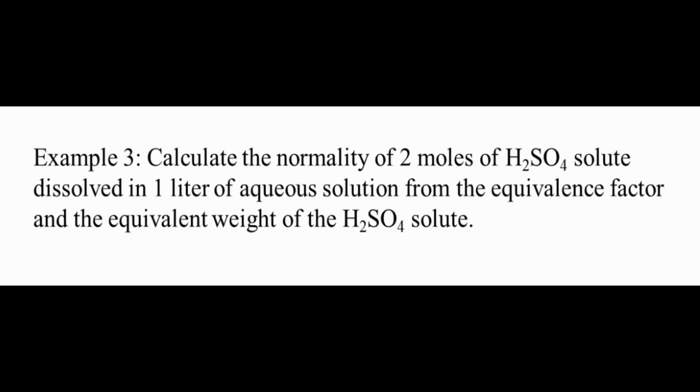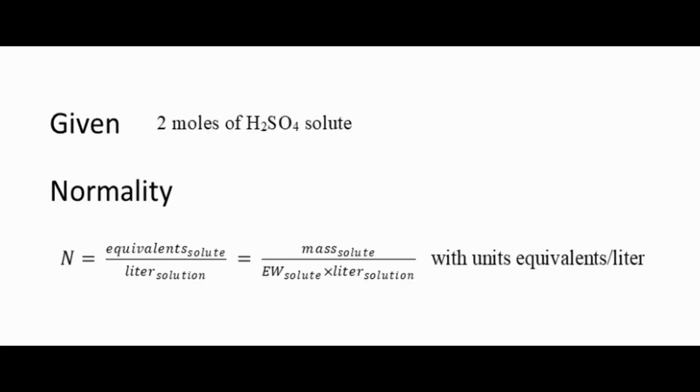For example 3, let's go back to example 1 and calculate the normality of 2 moles of H2SO4 solute dissolved in 1 liter of aqueous solution from the equivalence factor and the equivalent weight of the H2SO4 solute. So we know we have 2 moles of H2SO4 solute dissolved in 1 liter of aqueous solution. A quick look at the normality equation tells us that we need to calculate the mass of the H2SO4 solute and we need to calculate the equivalent weight EW of the H2SO4 solute.